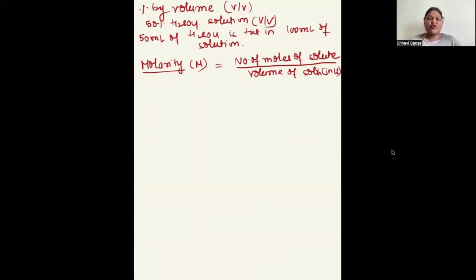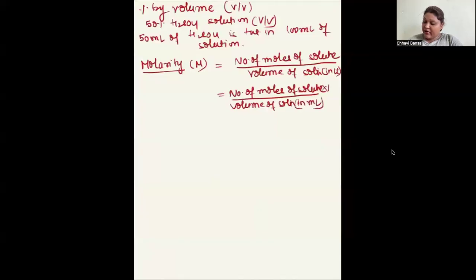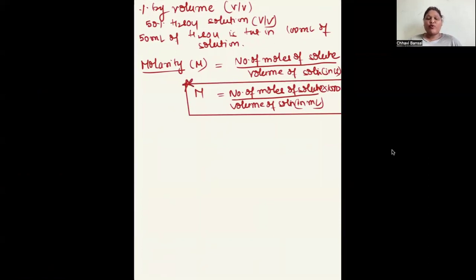Now, if the volume of solution is not given in liters, you can convert it into ml, and the formula will become number of moles of solute divided by volume of solution in ml multiplied by 1000. This will become the formula of molarity. This is a very, very important formula because molarity is something that we are going to use for so many chapters coming ahead in chemistry. So do not forget this formula, molarity.